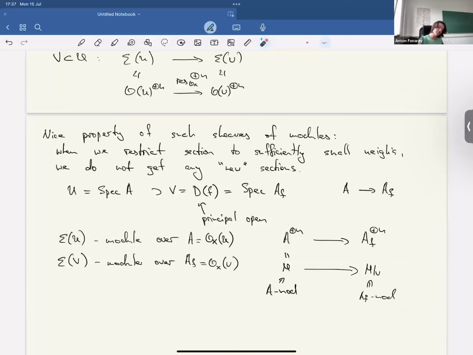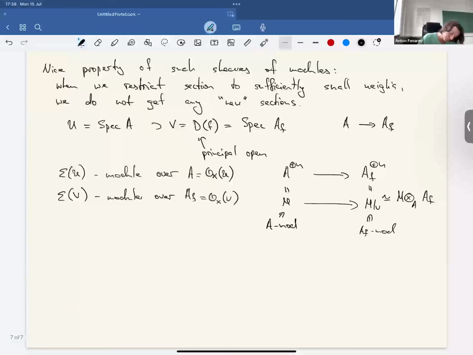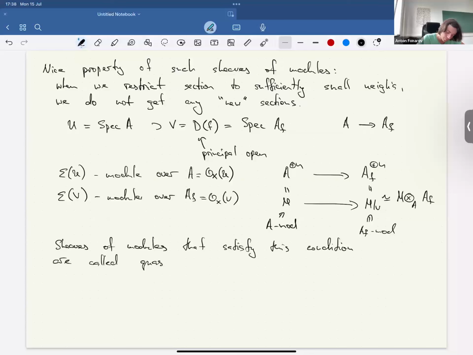Well, the easiest possible way to produce such a module is via, of course, tensor product. So the condition here is that this module is actually isomorphic to the tensor product of M over A with AF. So the sheaves of modules that satisfy this condition are called quasi-coherent. So the condition is, let me put it once again, the definition of a quasi-coherent sheaf.